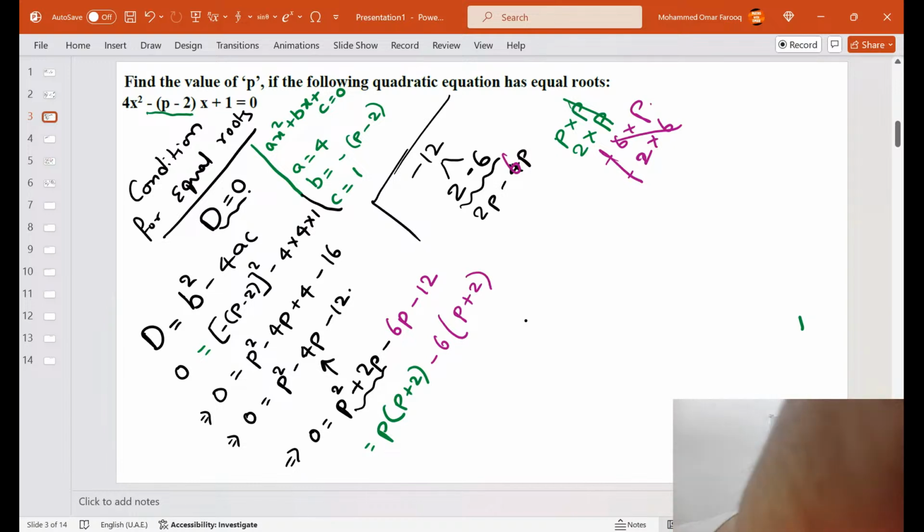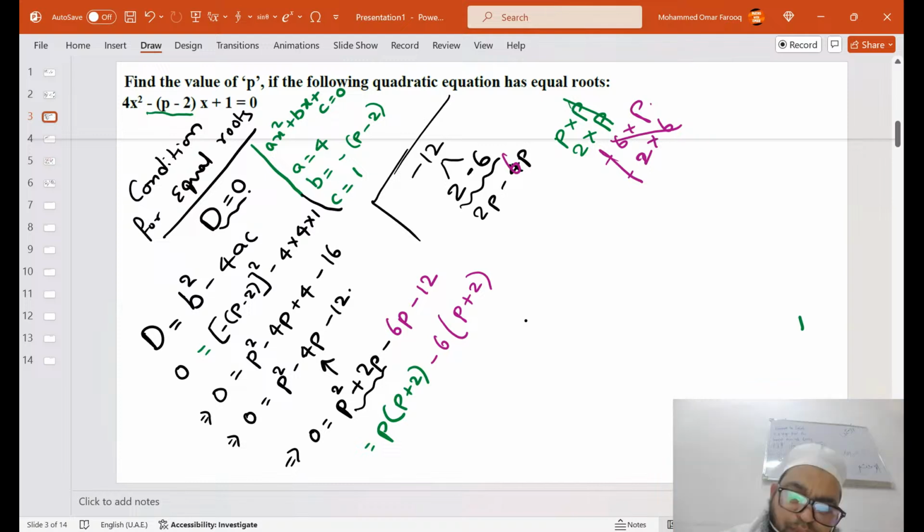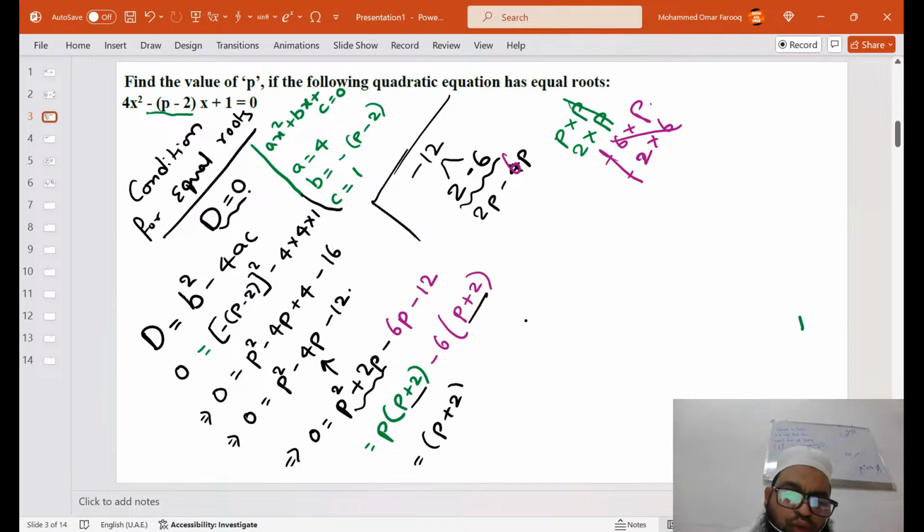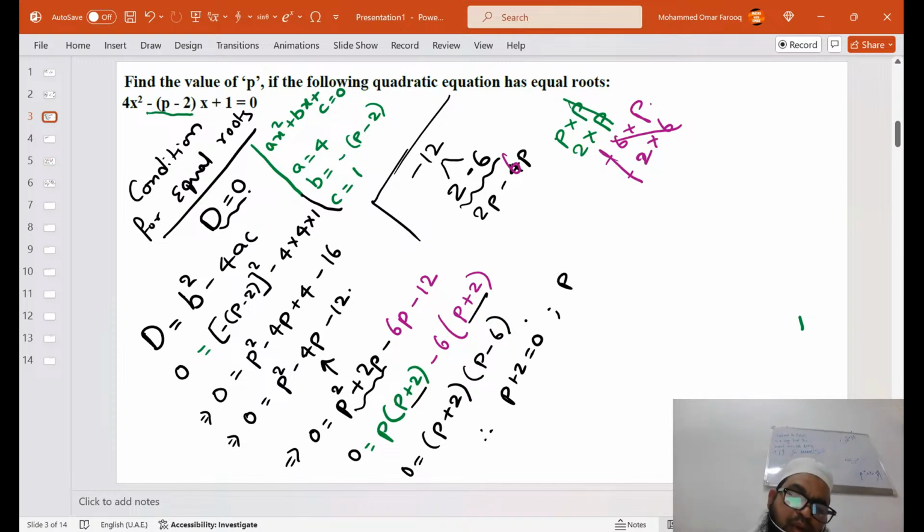Now in these two terms, which one is common? p plus 2 is common. That is equal to p plus 2 multiplied by p minus 6. So therefore, it is equal to 0, right? So therefore, p plus 2 is equal to 0 and p minus 6 is equal to 0. So p is equal to minus 2 or plus 6. So this is how we found it.